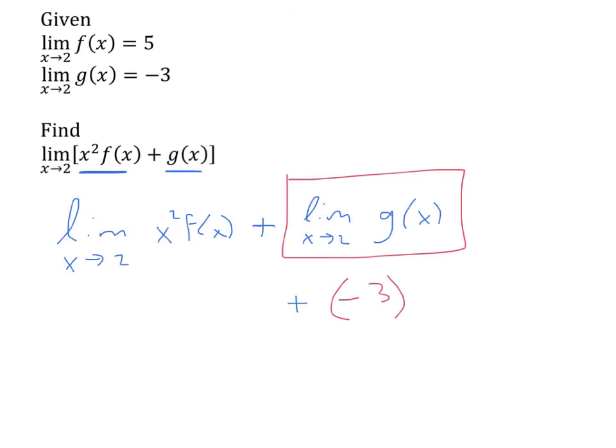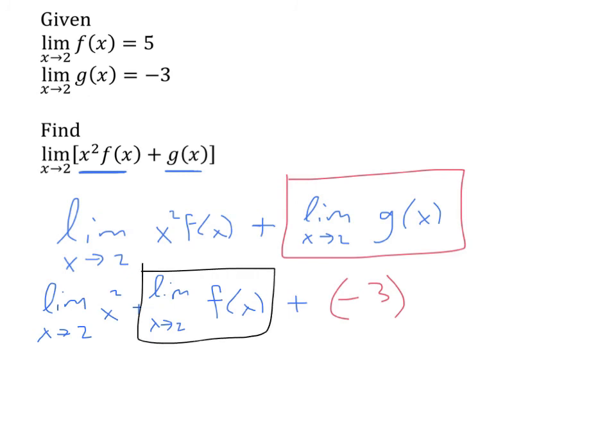Now if you didn't pause the video before, pause it now and think about how you would break this up. How could we work better with this? Well, again, there are 2 things multiplied. We could write the limit as x approaches 2 of x squared times the limit as x approaches 2 of f of x. And in the case of this one, again, we know what that is. This is 5. So I've got 5 plus the negative 3 that we got before.